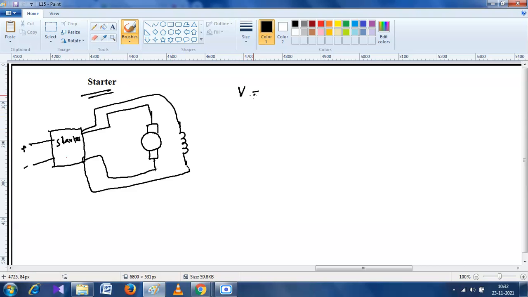V is equal to EB plus IaRa. This is the motor equation. And what is the generator equation? Eb equals to P phi N Z by 60A. That one is the expression of generated EMF. This is basically the motor equation.